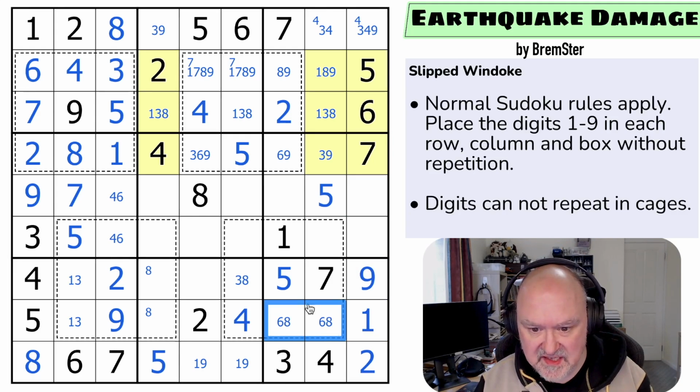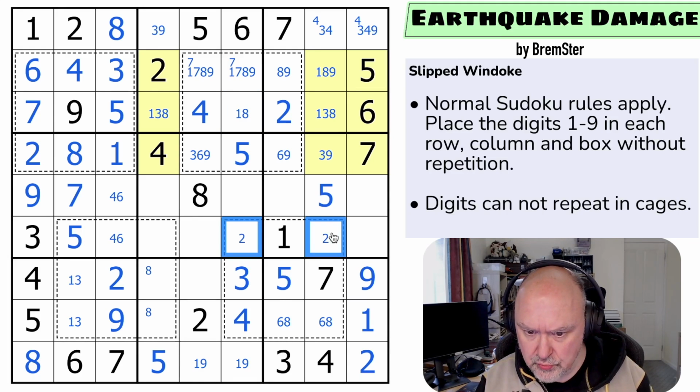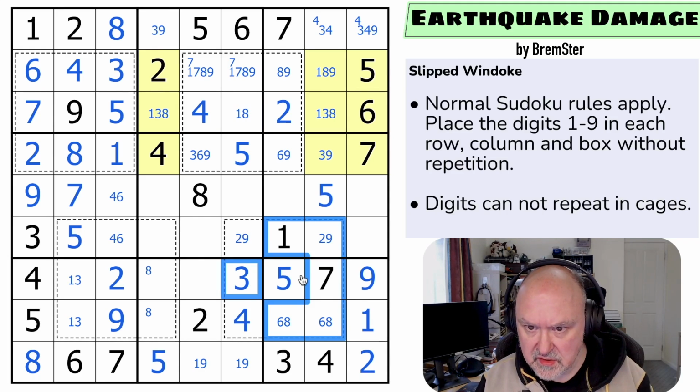This is a 6, 8 pair, which means this can't be an 8 or there'd be 2 8s in the cage. That's the 3, looking up, taking 3 out of there. And these are 2 and 9 to complete the cage. Okay.